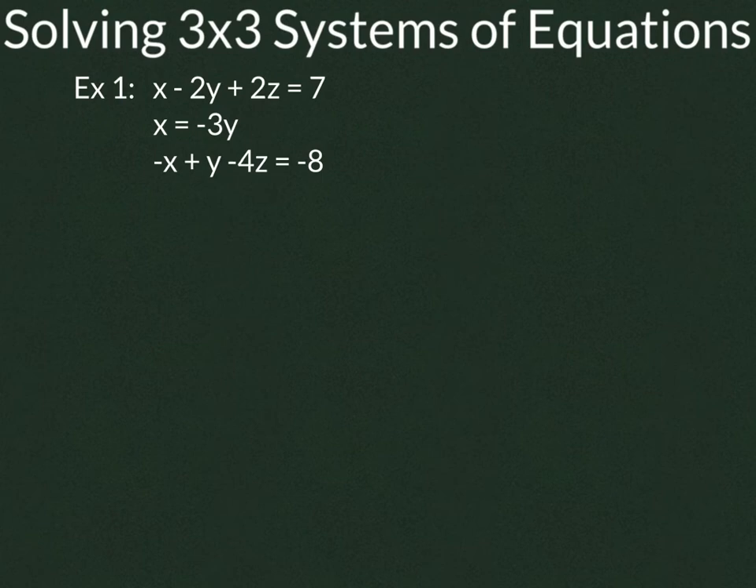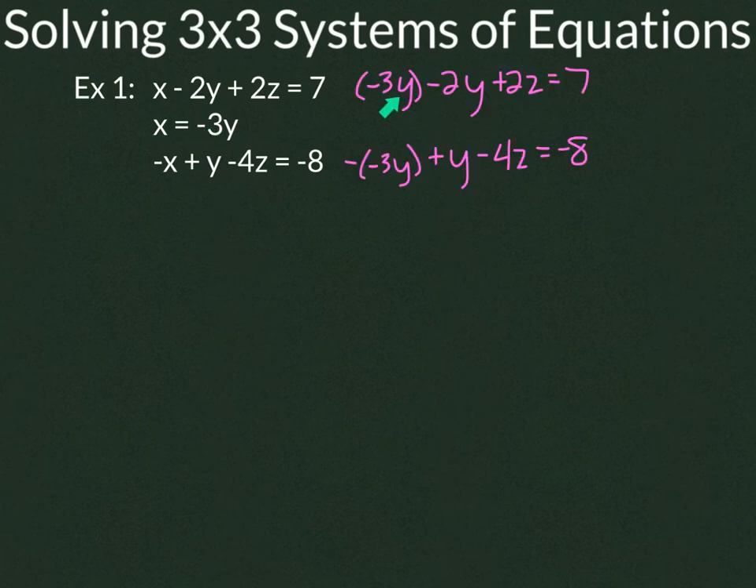When we look at this example, I notice that in the second equation, x is already isolated and it's equal to negative 3y. There's not a z in the second equation. So I can actually use a little bit of substitution here. What I'm going to do is on the first and the third equation, I'm going to replace x with negative 3y.